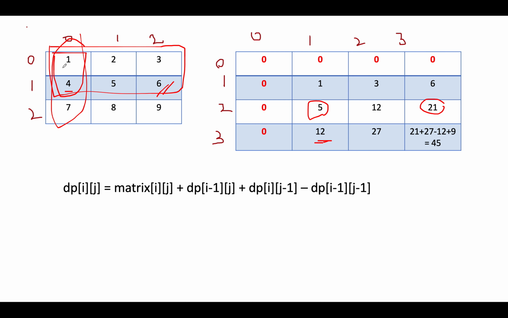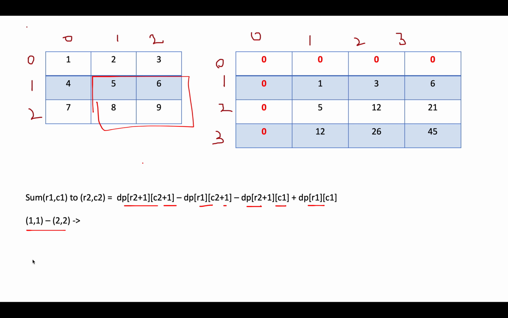Let's confirm this. 1 plus 2 plus 3 is 6, 6 plus 4 is 10, 10 plus 5 is 15, 15 plus 6 is 21. And you can check for any other value and conclude this. So once we have built this DP and we are done with this pre-processing, let's see how we can compute the search query in order of 1.